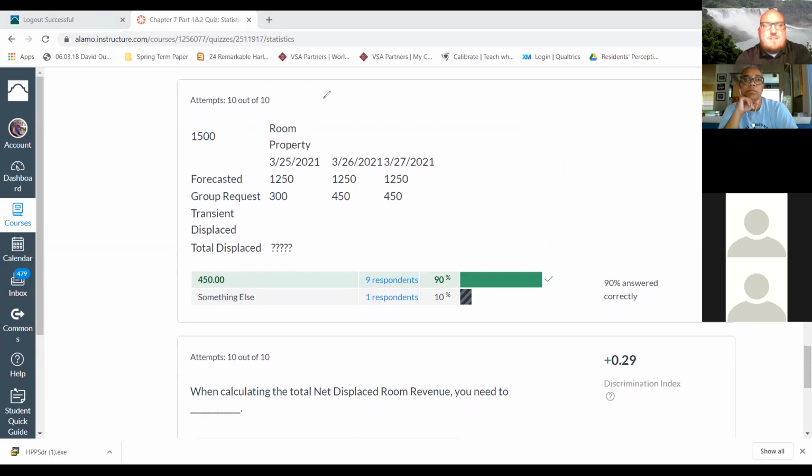So 1250 plus 300 is 1550. So what's our transient displaced? 50. Okay. And then 1250 plus 450 gives 1700. So that's a displace of 200. Okay. And then 1250 plus 450 again is going to be another 200.